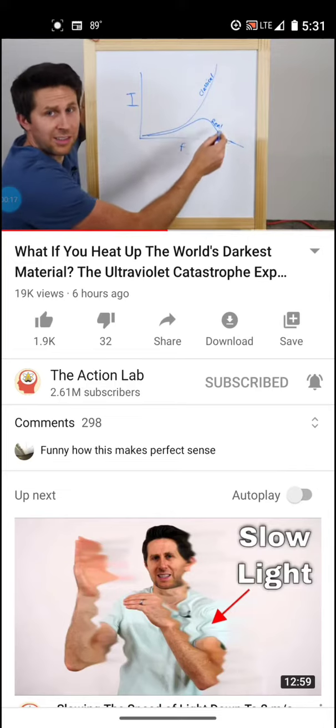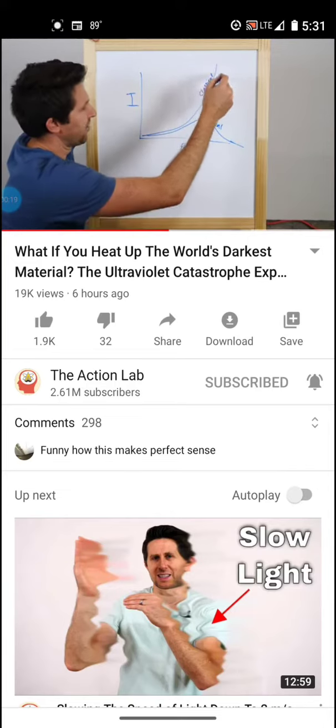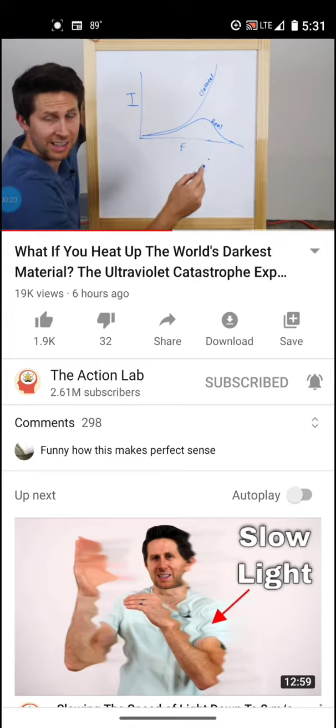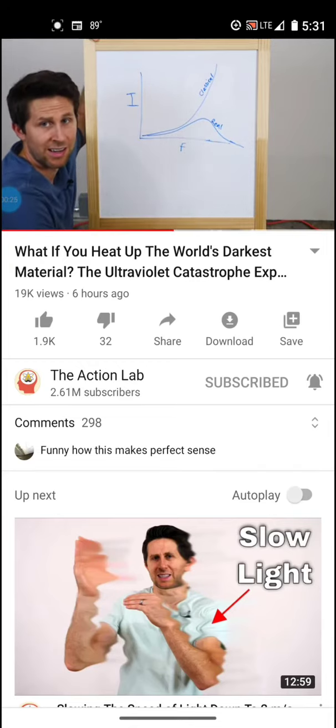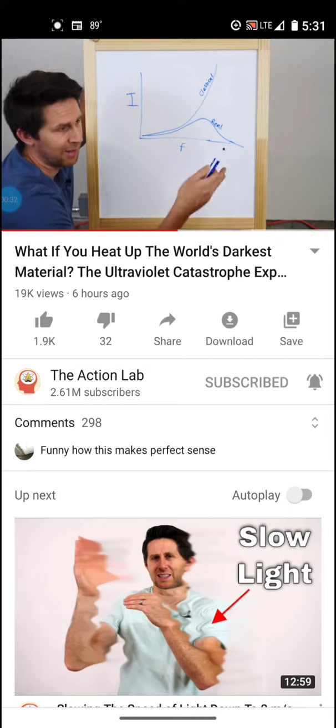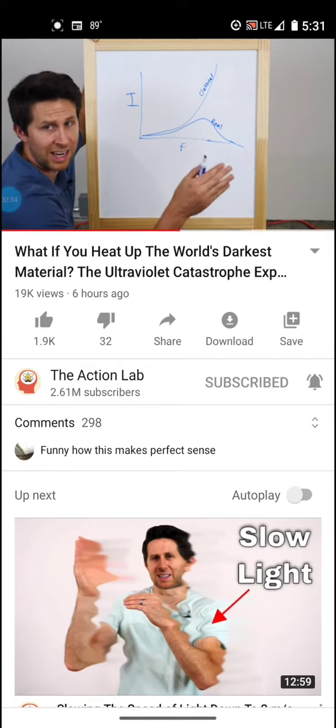So you can see that these two don't agree with each other. Classical physics predicted that the graph should look like this, but if you really measure it, it looks like this. So something is wrong here, and this is called the ultraviolet catastrophe. The reason they named it that is because it would predict that if you just heat something up, you should see a lot of ultraviolet light coming off of it, when in reality you don't.